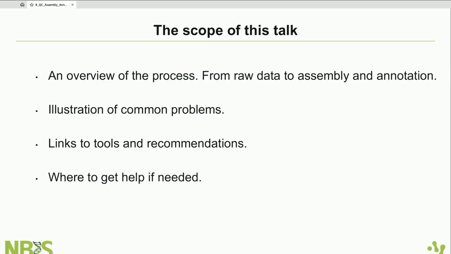So the scope of this talk is just to give you a little bit of an overview of the process from the raw data that we get from someone like Olga et al. and onwards to the assembly and annotation. A little bit of the kind of problems you might encounter when you try to do this, and also links to tools and some recommendations, and also where to get in contact with someone like me or my colleagues if you need some help or advice during the planning or later on during the process.